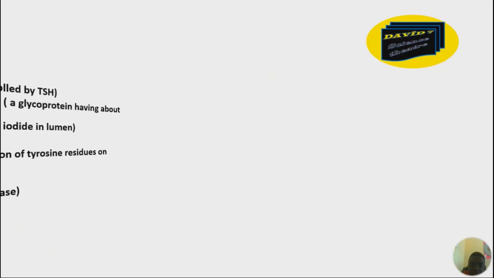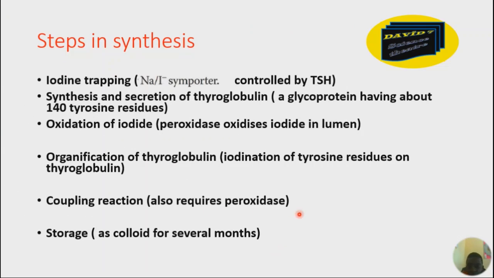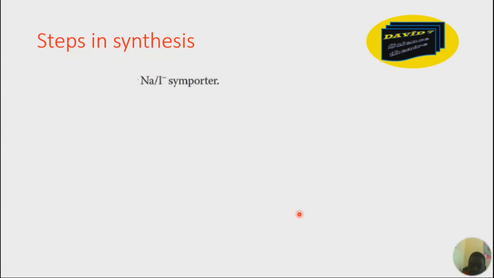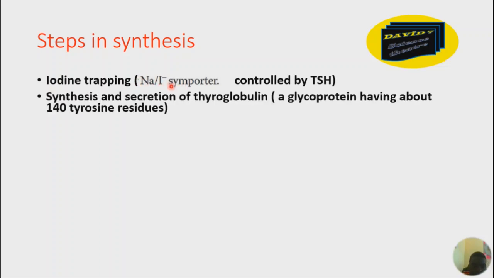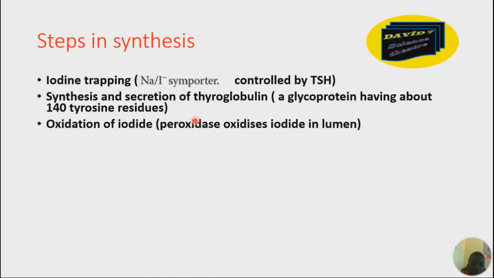If we go back here, the first stage is iodine trapping, which involves blood iodine entering the epithelial cell through a sodium iodide symporter. Then synthesis and secretion of thyroglobulin, a glycoprotein having around 140 tyrosine residues. Then we have oxidation of iodide by peroxidase in the lumen.